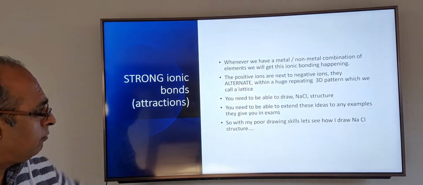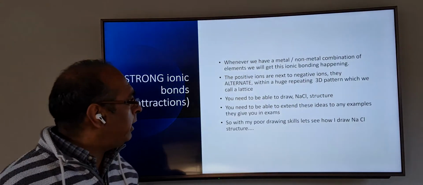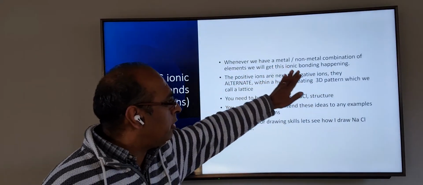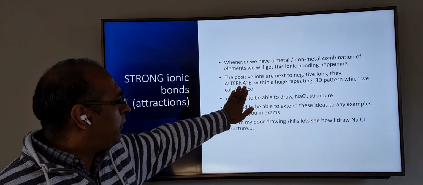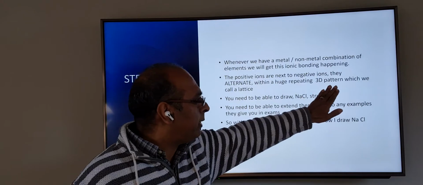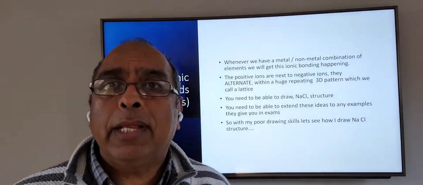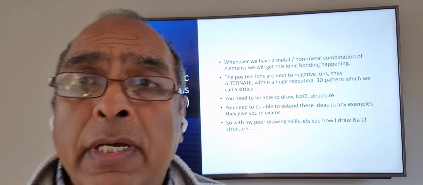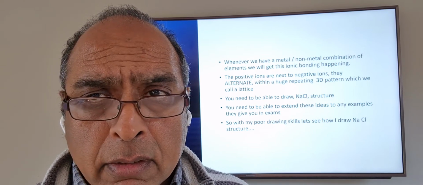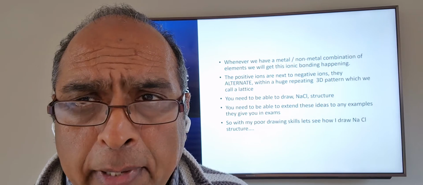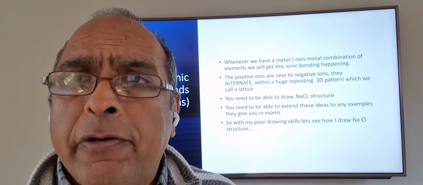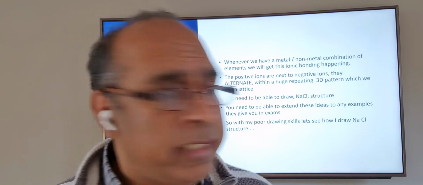So, whenever we have a metal-non-metal combination, we'll get ionic bonding. The positive ions are next to negative ions. They alternate within a huge 3-dimensional repeated pattern, which we call a lattice. Now, that phrase lattice is used a lot in chemistry. That phrase lattice means repeating 3-dimensional pattern. Repeating 3-dimensional pattern is a lattice.